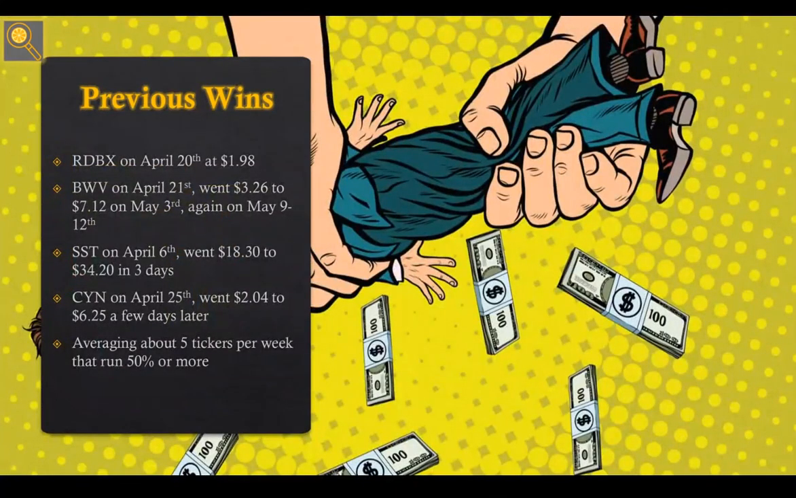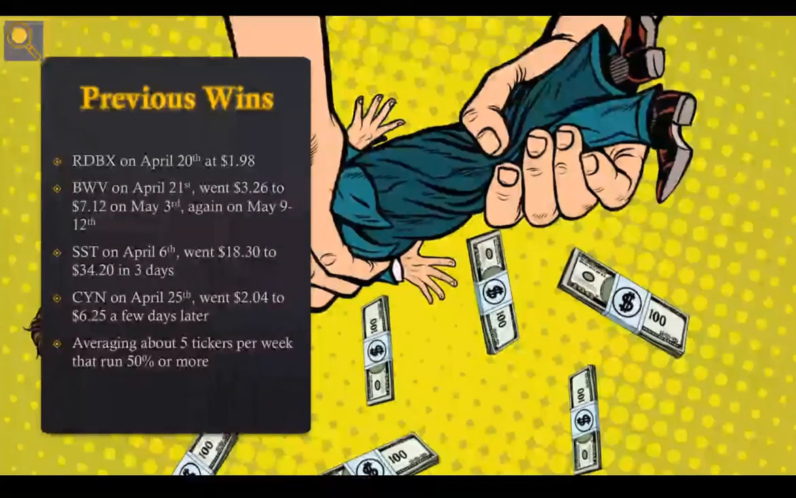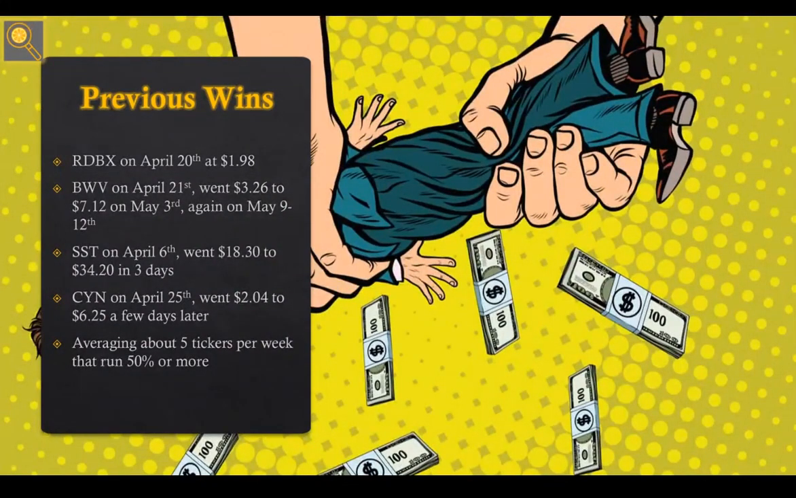So I had a few previous wins earlier this year. Redbox came onto the list at $2, and I think it ended up going to 10 or 12, something in that range. Blue Water Vaccines, I showed that little video clip earlier. That doubled twice, once in April and then again in May, or two weeks back to back, I think, in May. SST went from 18 to 34. CYN went from $2 to $6. You guys get the idea.